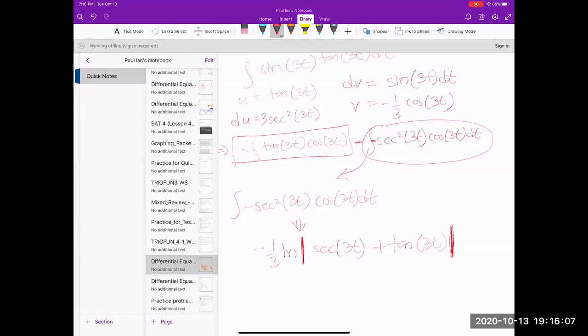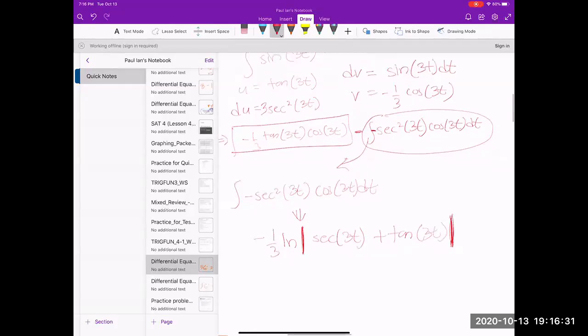I'm looking, and it doesn't look like there's anything trig-identity related with the secant. Let me see if there's something we can look up. Okay, secant squared. Oh yeah, I think the one thing you can do, let me see if I can show this.